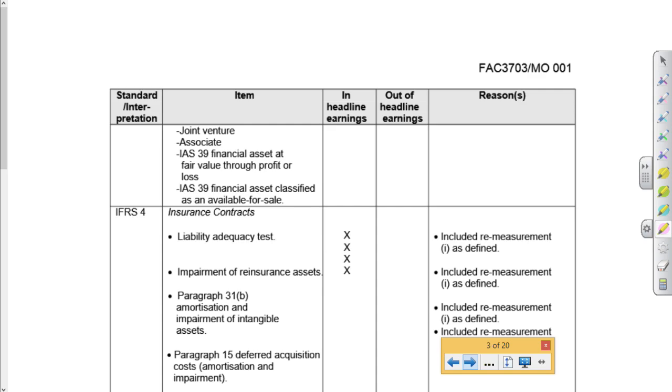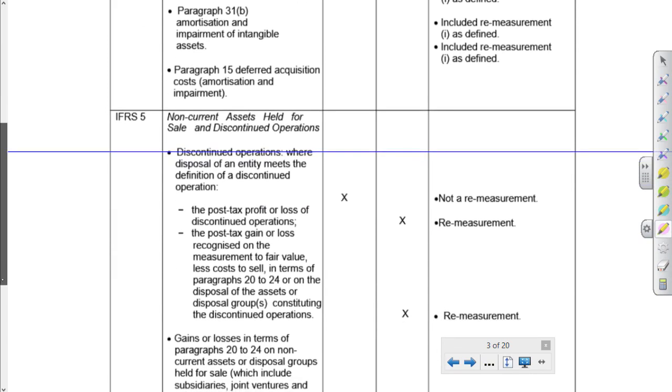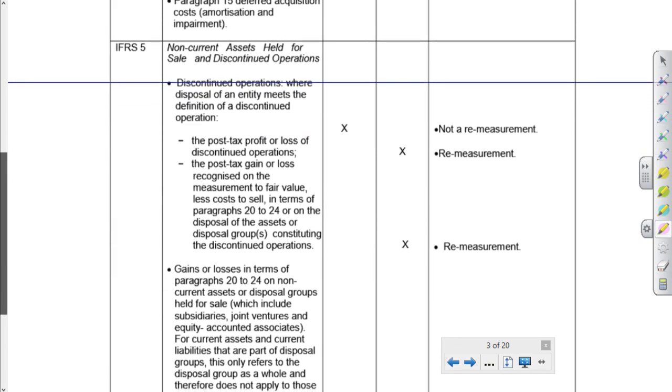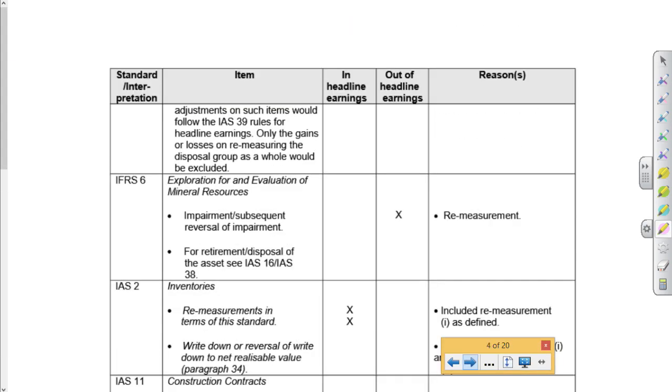IFRS 4, we don't even deal with IFRS 4. It's not included in the syllabus. It's insurance. IFRS 5, discontinued operations. Those of you that have done FAC3703 know about discontinued operations, isn't it? But I don't think it's something that you're going to come across here because it's very technical in nature, so I'm not even going to highlight it.